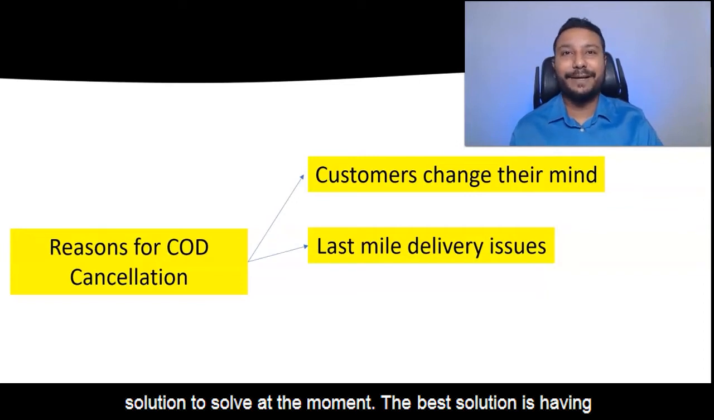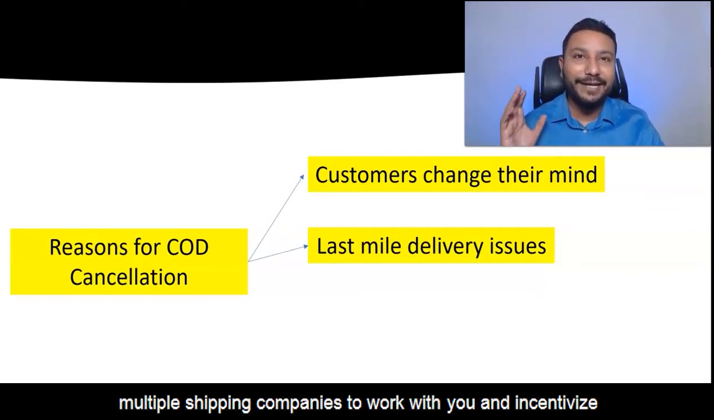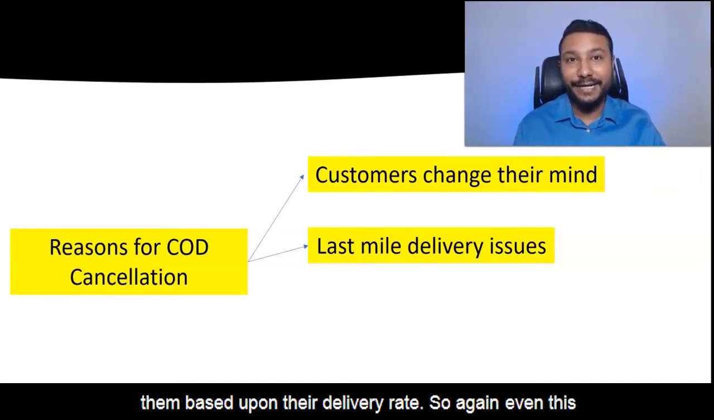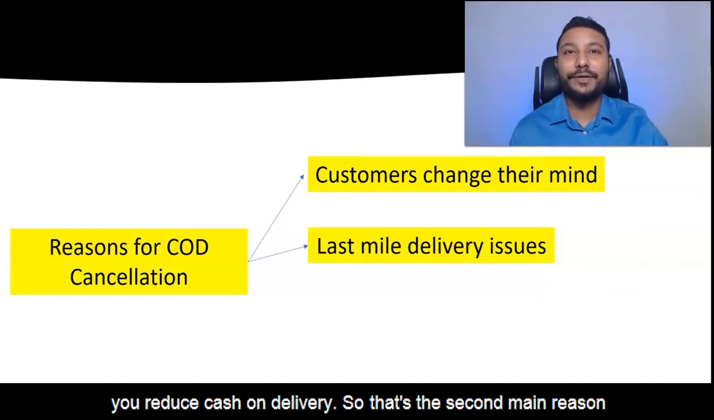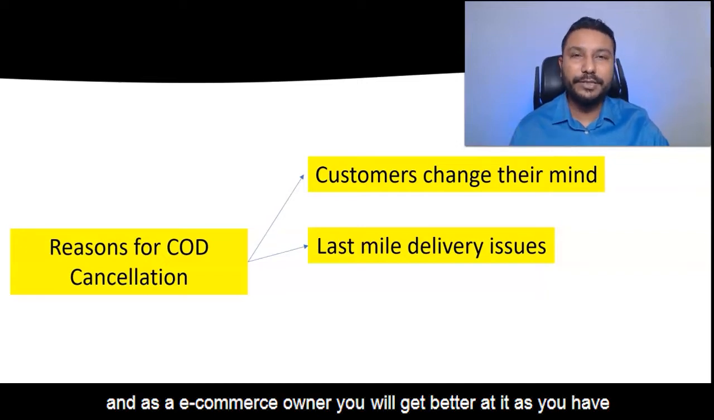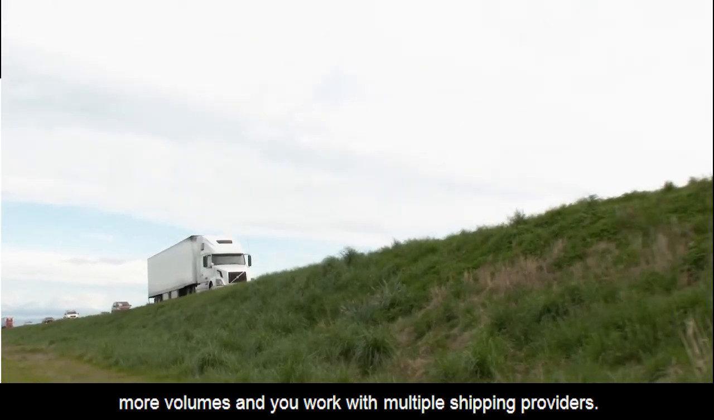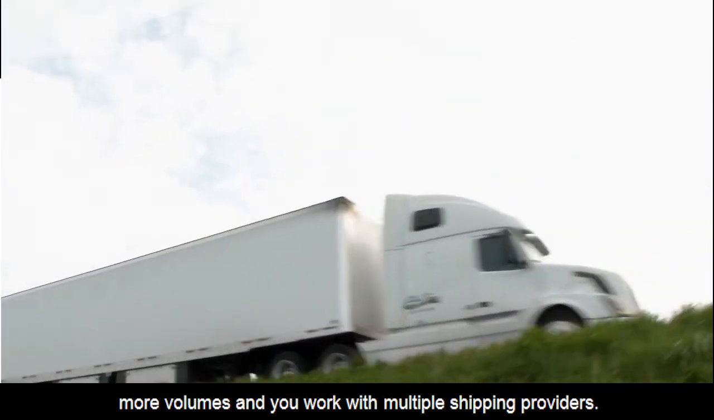At the moment, the best solution is having multiple shipping companies work with you and incentivizing them based upon their delivery rate. So again, even this is beyond the scope of WhatsApp API and how it can help you reduce cash on delivery cancellations. So that's the second main reason. And as an e-commerce owner, you will get better at it as you have more volumes and you work with multiple shipping providers. It's a long-term game.